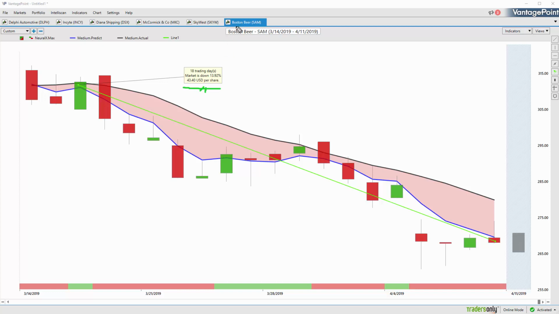And obviously just position like that paired with SkyWest or Diana Shipping or even shorting Incyte or Dell, any of these areas, but managing that opportunity as the market moves forward to really create that rounded out portfolio that can deal with pretty much anything.